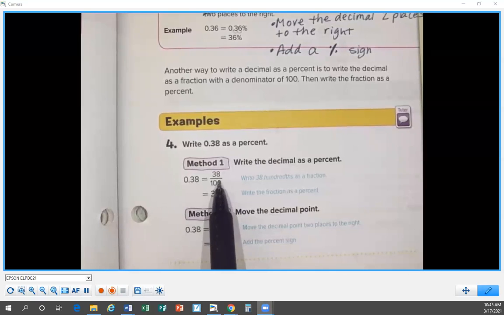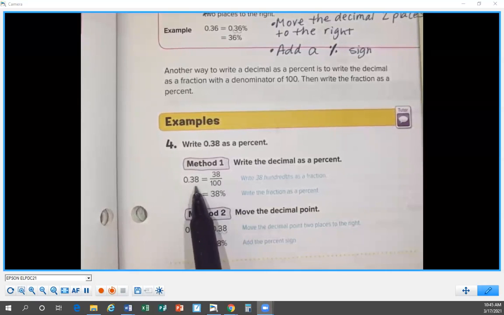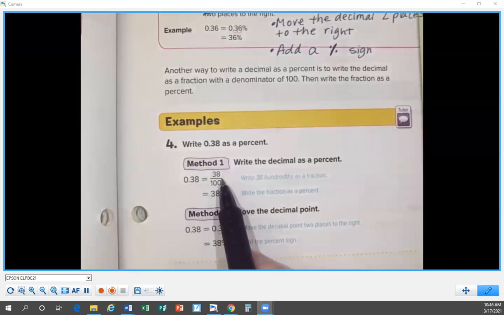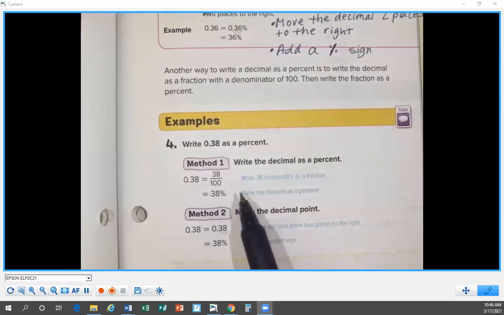The first method is to change it to a fraction, which is easy to do when we're working with decimals, because it's base 10. This is tenths. This is the 100ths place. The 3 is in the 10ths place, the 8 is in the 100ths place. So we read the number, 38, and then we read the place value. The last place value, the 8, is in the 100ths place, so 38/100ths. And then we write that as a percent. 38 per 100 is the same as 38%.